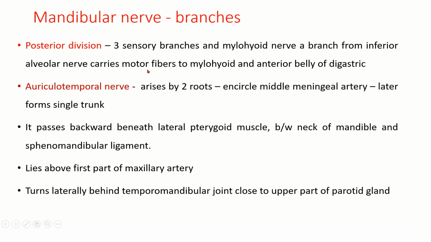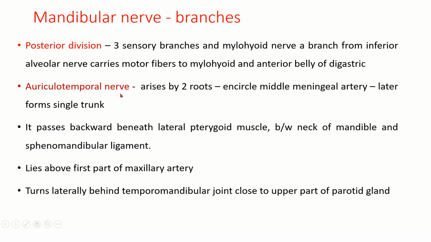So from posterior division, three sensory branches, namely the auriculotemporal nerve, lingual nerve and inferior alveolar nerve. And there is a motor branch also, which is the mylohyoid nerve. This is not coming directly from the posterior division, but it comes from the inferior alveolar nerve and supplies motor fibers to mylohyoid and anterior belly of digastric.